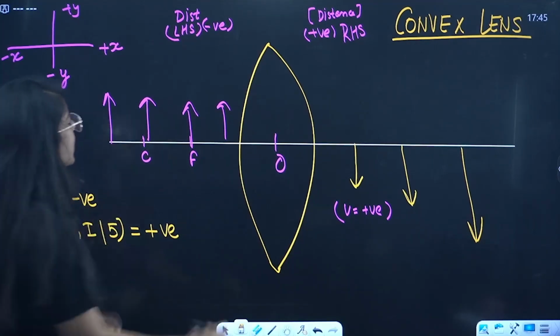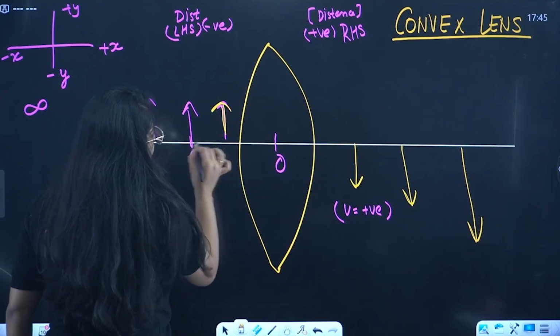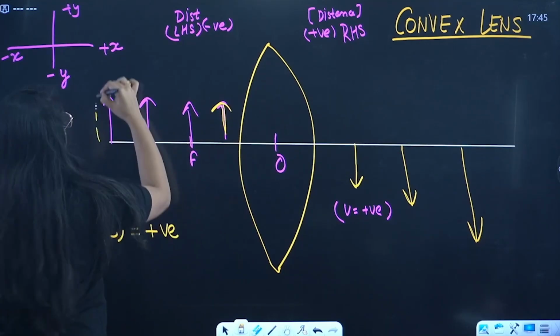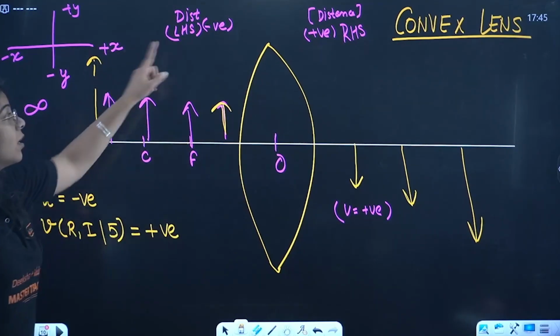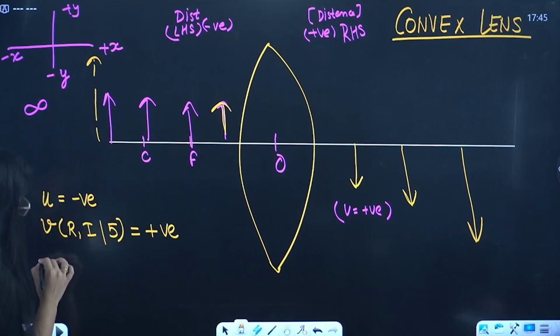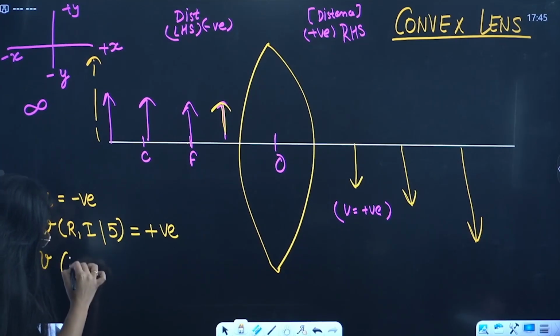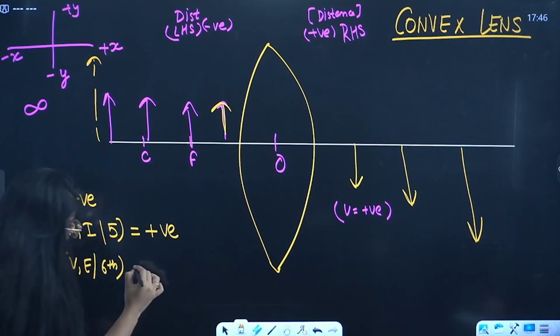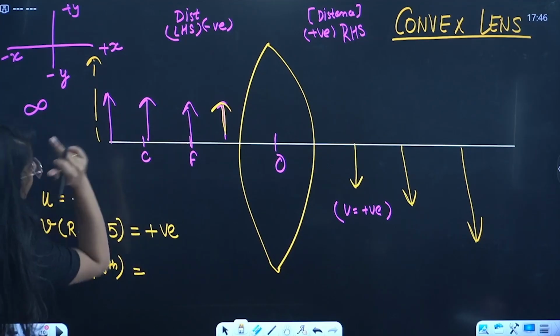In the 6th case, beta, between focus and optical center, your image will form somewhere here, that is on the left hand side. That is your 6th case. The image is virtual and erect. Beta, this is your 6th case. In this, it will be on the right hand side.